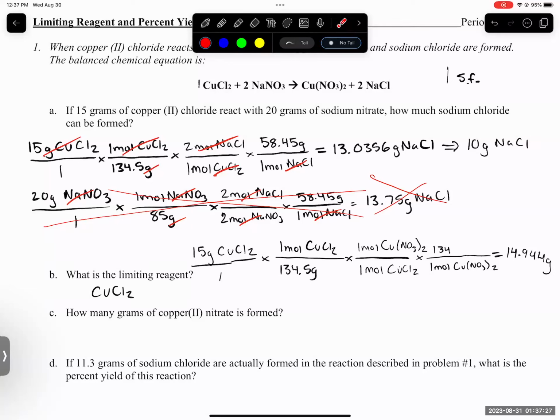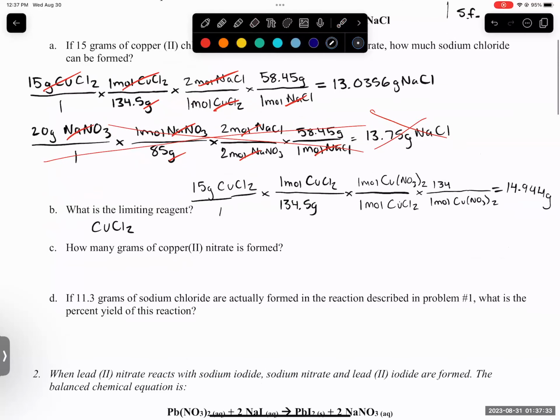Okay. So yeah, we're not gonna do that this time. Okay. So you said 14.944. Let's just round that to 14.94 grams. And last thing is if 11.3 grams of sodium chloride are actually formed in the reaction described in problem 1, what is the percent yield of this reaction?